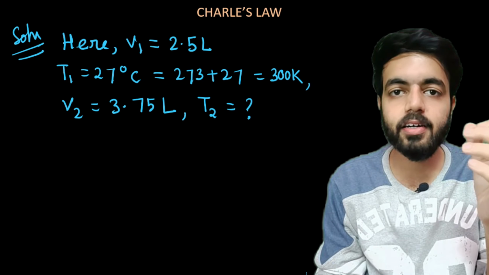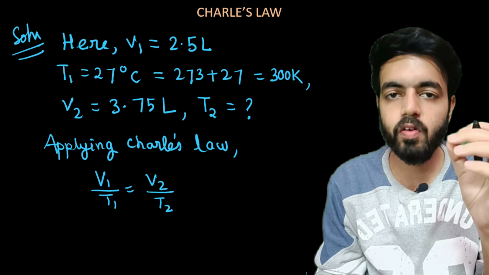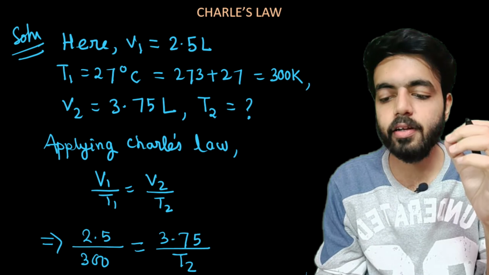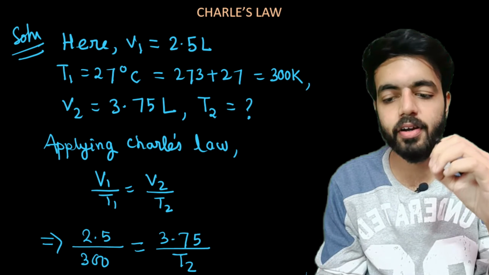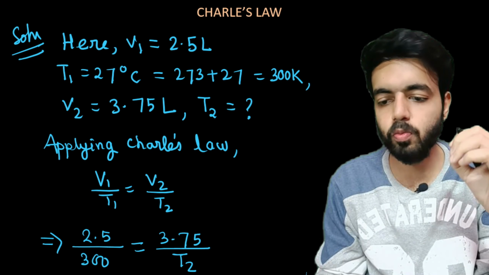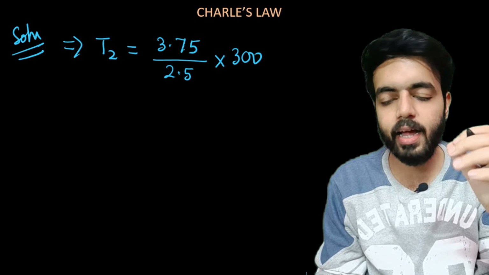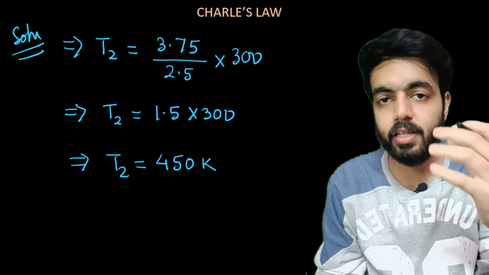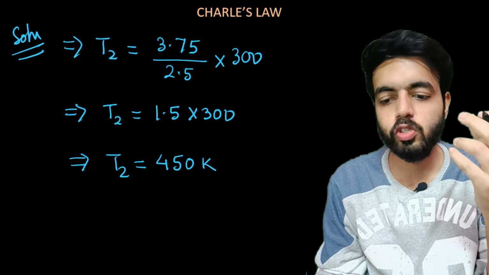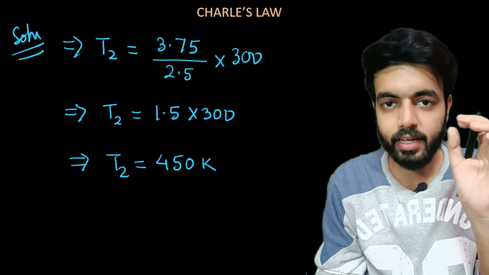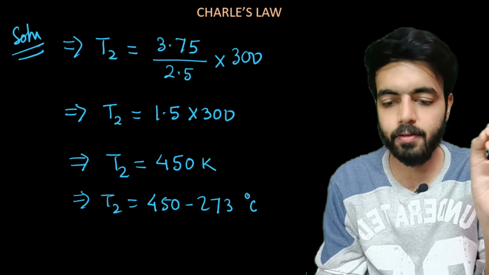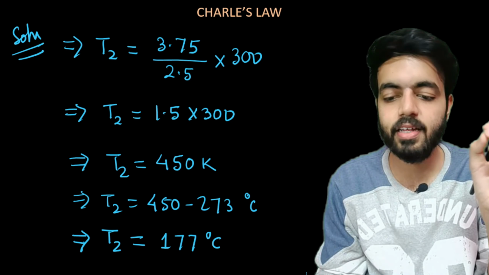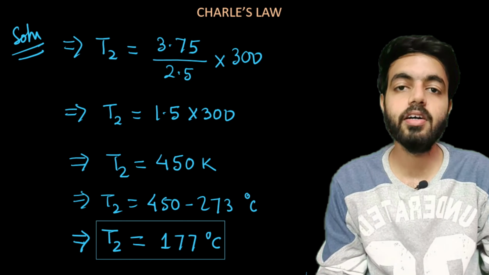Now let's apply Charles' law, that is V1 upon T1 is equal to V2 upon T2. Putting in the values, we get 2.5 upon 300 is equal to 3.75 upon T2. Solving for T2, we have 450 K. Okay, but the answer is asked in Celsius. So for converting Kelvin to Celsius, we subtract 273. By subtracting, we get 177 degrees Celsius, and this will be the final temperature of the gas.